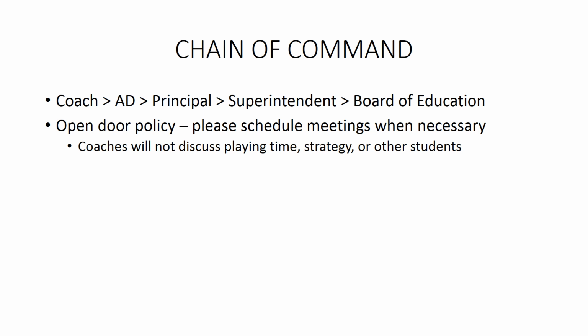We ask you follow a simple chain of command. Raise your concern with your athlete's coach first. If you cannot come to resolution, then contact the athletic director. If again there is no resolution, your next steps would be building principal, followed by superintendent, and then the Board of Education. By reaching out to your coach first, you're able to get your concerns addressed firsthand, and you eliminate having to relay messages through a third party.